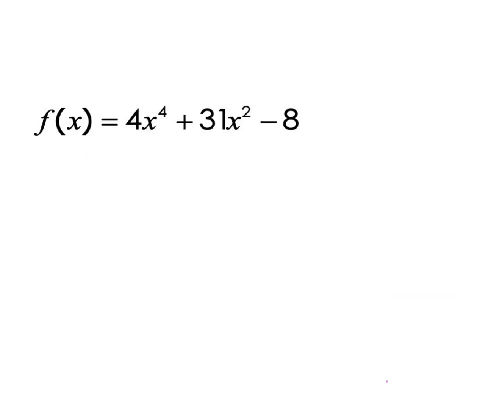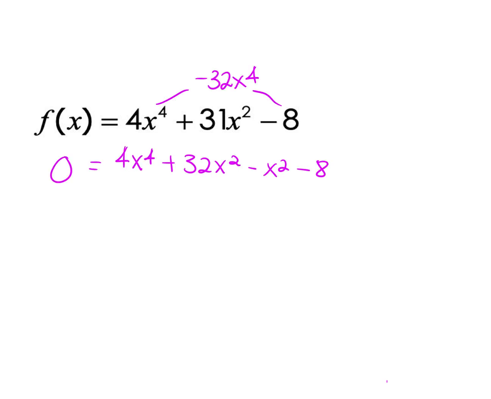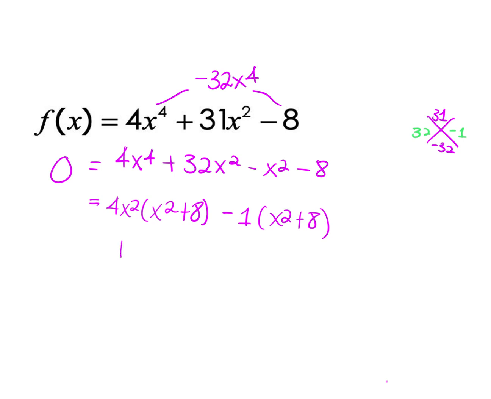Here we have 4x to the fourth plus 31x squared minus 8. So we need two numbers that are going to multiply to negative 32 and add to 31. So it's going to be positive 32 and negative 1. So we rewrite this as 4x to the fourth plus 32x squared minus x squared minus 8. So we're going to factor out a 4x squared, and this will be x squared plus 8. And then we're going to factor out a 1, and this will be x squared plus 8. So this will be 4x squared minus 1 times x squared plus 8.